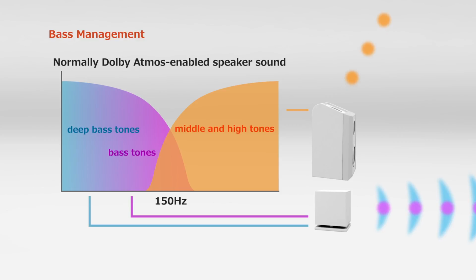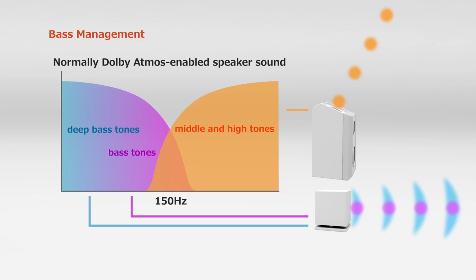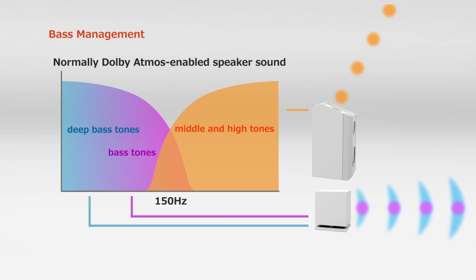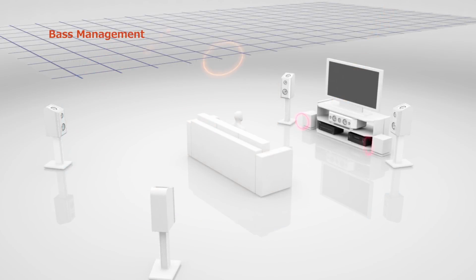Normally, Dolby Atmos enabled speaker sound is divided into low, middle, and high frequency outputs. But because the low frequency component output of the subwoofer includes a directional band, the correlating middle and high tones are output in a different position than the bass tones, becoming an unclear sonic image when it reaches the ears.